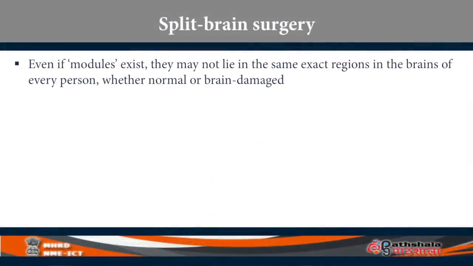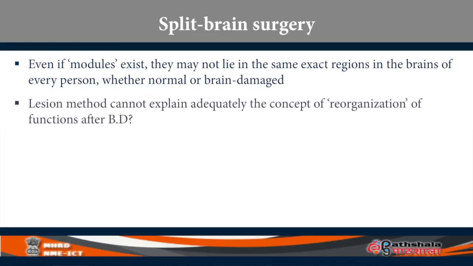Okay, let's assume that modules exist. Even if you accept modules exist, they may not lie in the same exact position in everybody. What about that, right? In both normal and brain damaged patients, how can we assume that these so-called modules, semantic module, phonology module, syntax module, exist in exactly the same location in every brain? That is another problem.